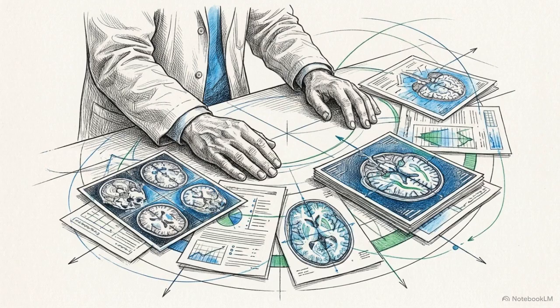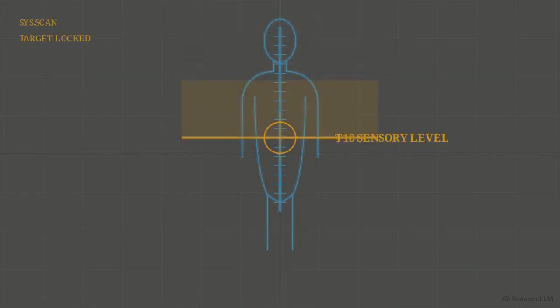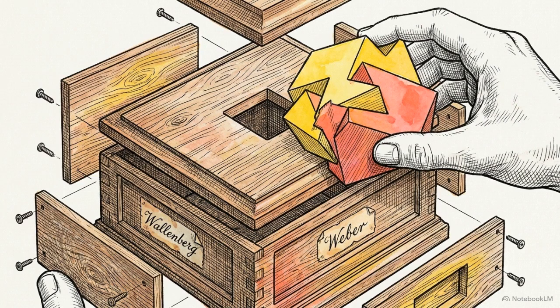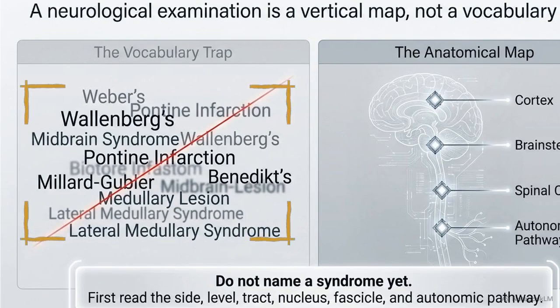These simultaneous failures across different systems cannot be solved by clinical intuition. They require a strict analytical framework to locate the specific damage. Many clinicians immediately try to force these complex symptoms into historical diagnostic boxes, like Wallenberg's or Weber's syndromes. This pattern-matching reflex fails when a patient has damage at multiple levels of the nervous system. Forcing a unique presentation into a memorized syndrome creates a diagnostic blind spot.